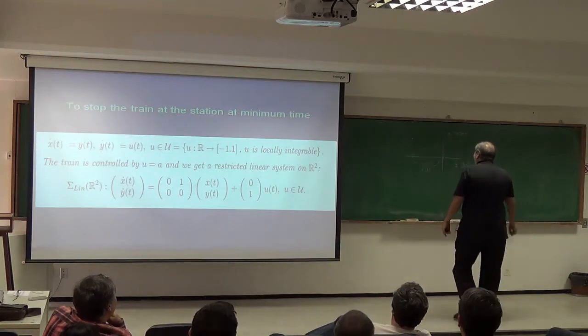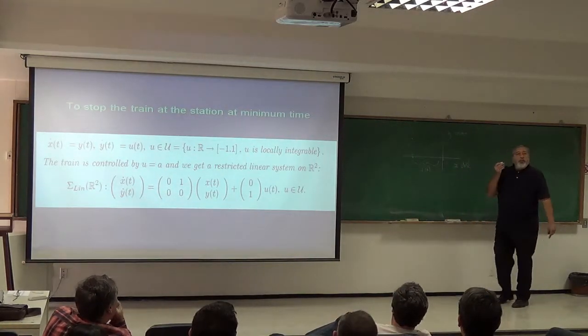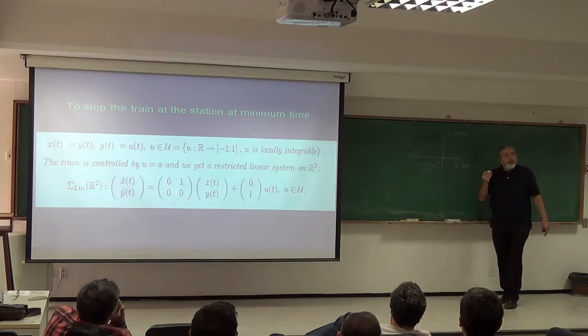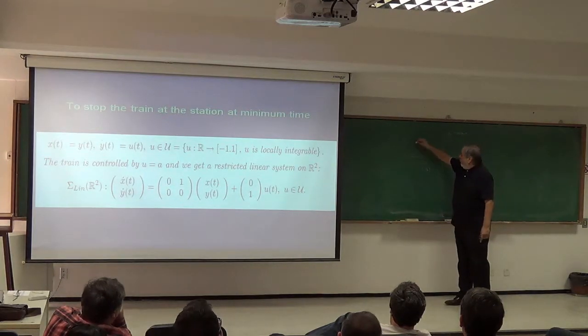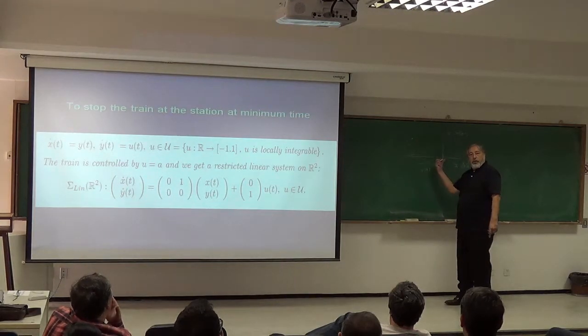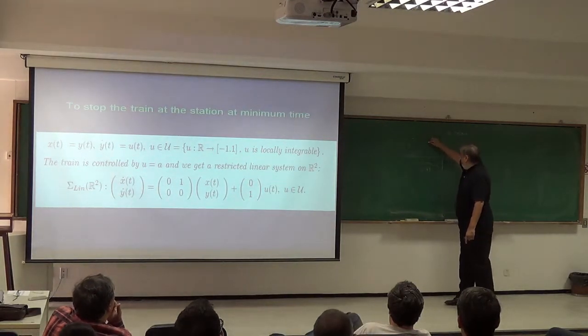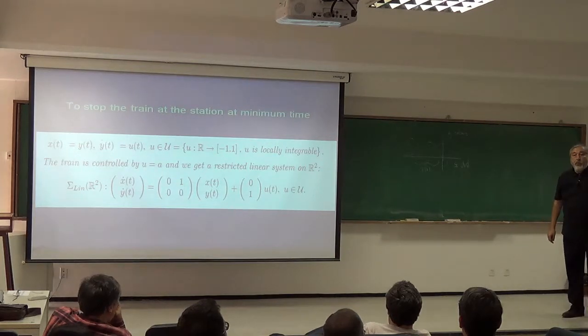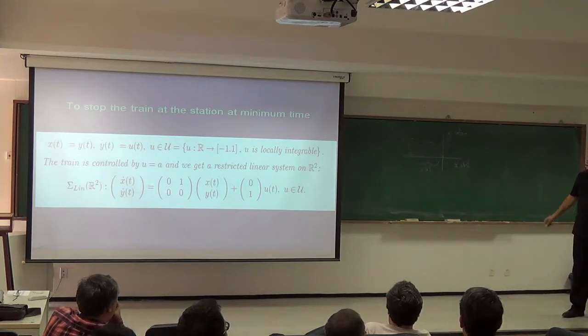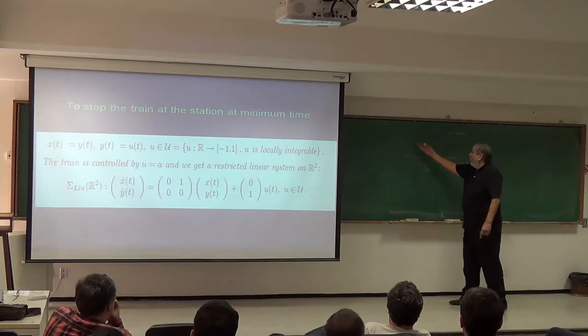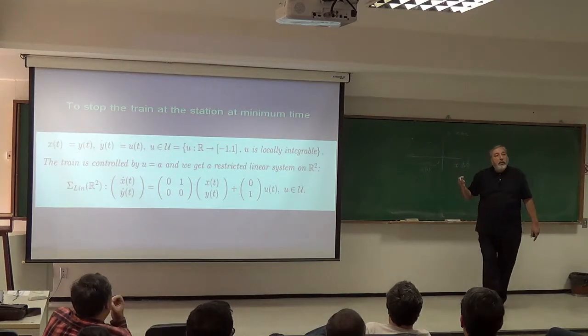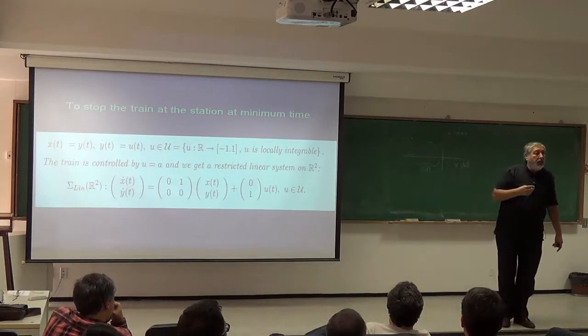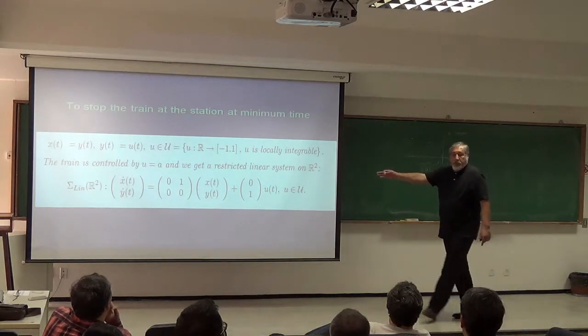So you see, the geometric meaning here is to translate this initial condition to zero, to stop the train. Here is the train, and this is positive velocities coming to the station. But it's not any curve. It's a special curve which is an integral curve of the system.